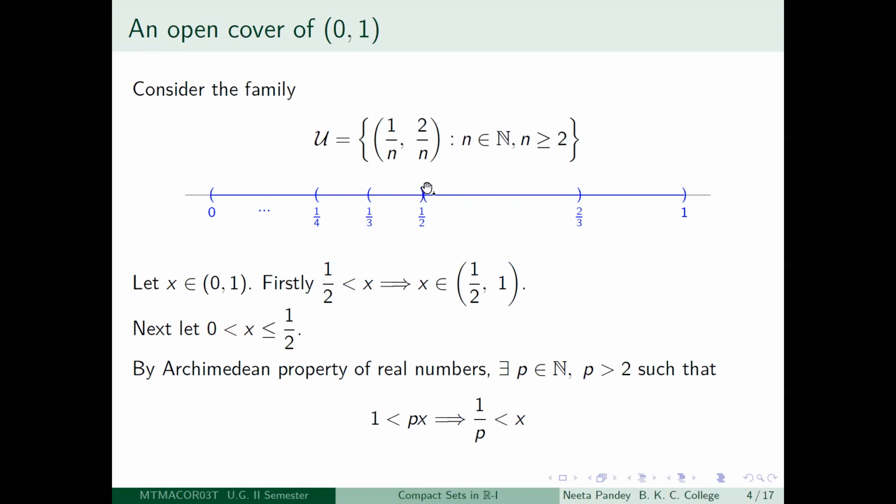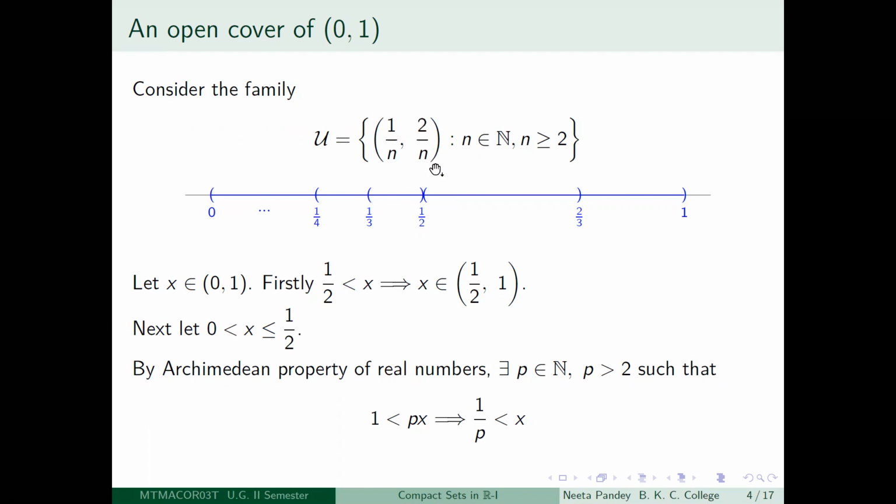And 1/4 to half is again intersecting 1/3 to 2/3, and so on. So there is some overlapping and all that. And we are trying to say in this particular example that this is going to form an open cover. So what do I have to show? I have to show that the open interval (0, 1) should be a subset of the union over n equal to 1 to infinity of the open intervals (1/n, 2/n).